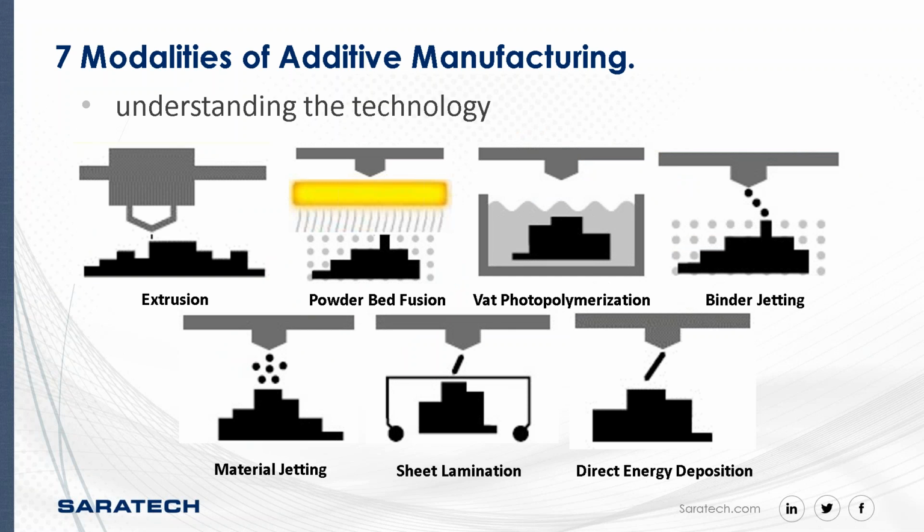Here I have a diagram of 7 different types of additive technologies. I'm sure you've heard some of them, but we have extrusion, powder bed fusion, vat polymerization, binder jetting, material jetting, sheet lamination, directed energy deposition. I'm sure that's an earful to hear, and I'll stick to the ones that we have selectively chosen to be the best solutions for existing processes.